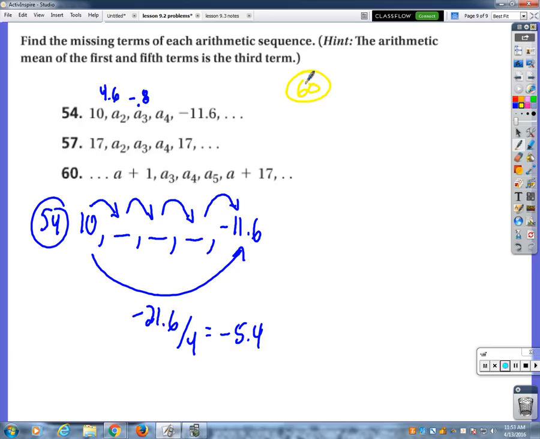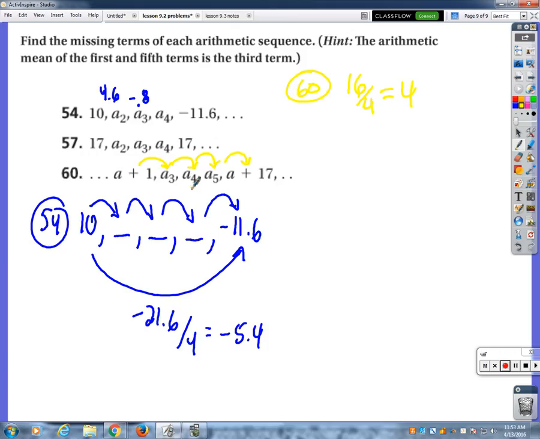What do you have to add to a plus 1 to get to a plus 17? 16, yeah. And then again, this would take us 1, 2, 3, 4 steps. So each step is just going to be 4. So then what would A3 be in this case? A plus 5, and then the next one would be A plus 9, and so forth. Okay, does that make sense?